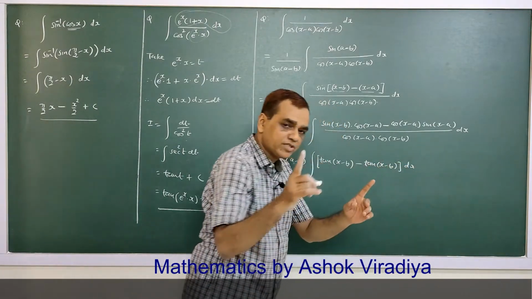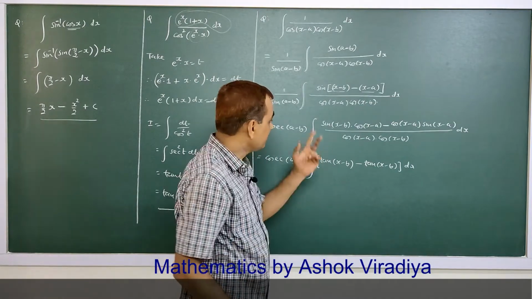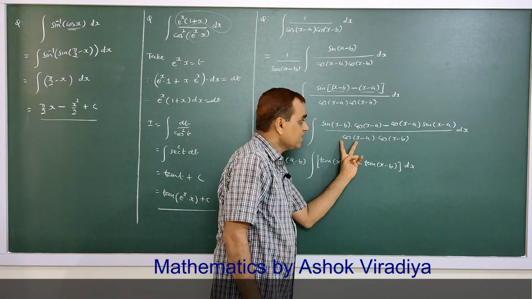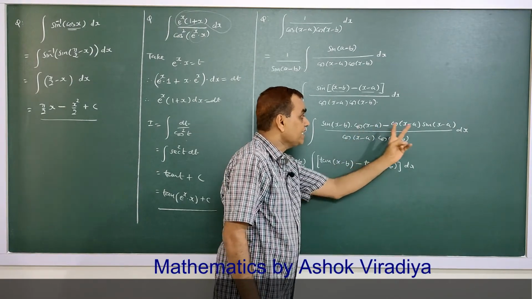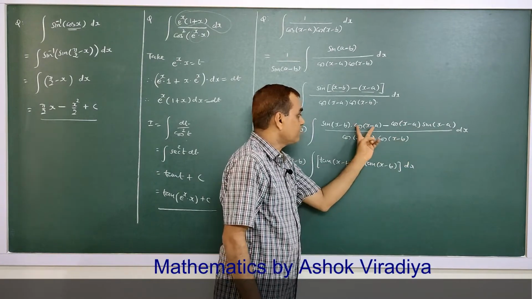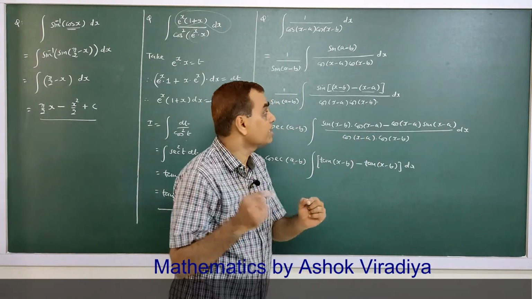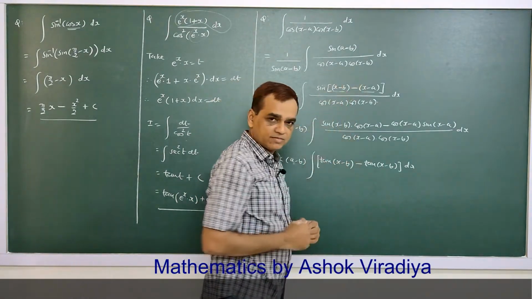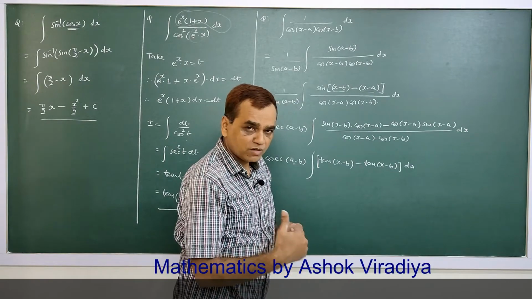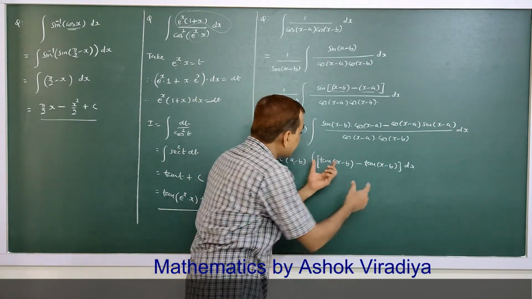Both the times something must be cancelled. So in the first term cos is cancelled, in the second term sine is cancelled. This sine is cancelled, the first term cos is cancelled, the second term cos is cancelled, because the denominator has cos into cos. So in both the terms, one cos should be cancelled. Then we can get an integrable form.